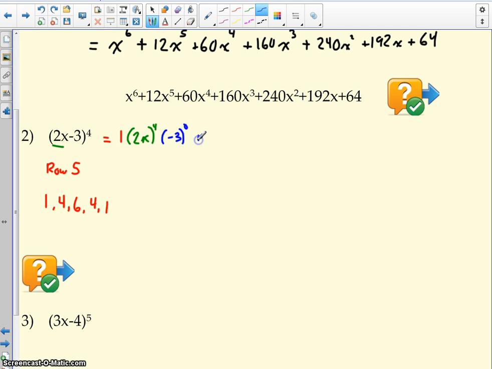So then I'm going to go plus, my next coefficient is 4, and then subtract 1 from the exponent on 2x, so it's going to be 2x cubed, and then it's going to be negative 3 to the exponent 1. Okay, so I'd like you to take a minute here and work along with me. Try and finish off the rest of these terms on your own.